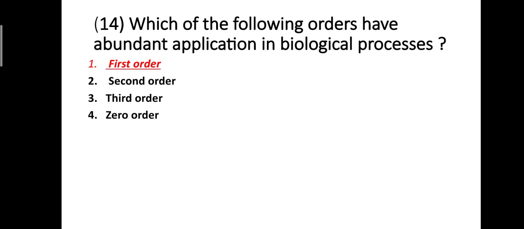Question number 14. Which of the following orders has abundant application in biological processes? Option number first, first order; option number second, second order; option number third, third order; and option number 4, zero order. The correct answer is option number first, first order. This question was asked in the summer exam 2021, 2019 pattern.